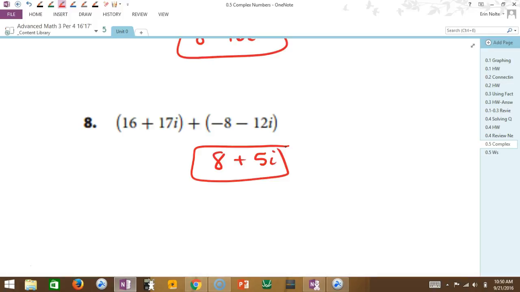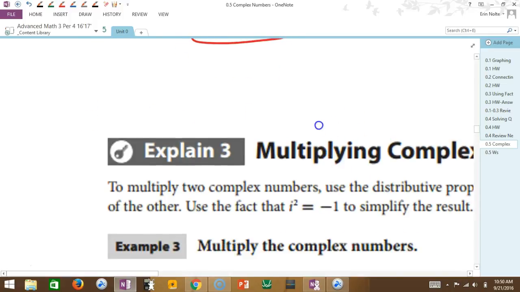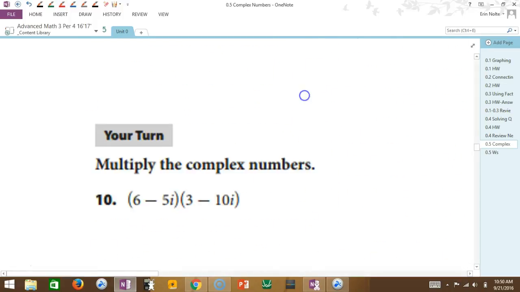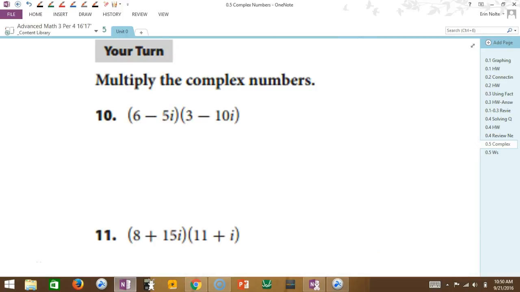Okay, multiplying. Multiplying gets a little more fun. Technically we're multiplying two binomials together. So when I say binomials, what am I saying? Two terms, right? So I have two quantities that each have two terms. Anytime you have two binomials being multiplied by each other, what do you have to do? FOIL. It is no different if you have an i there versus an x.